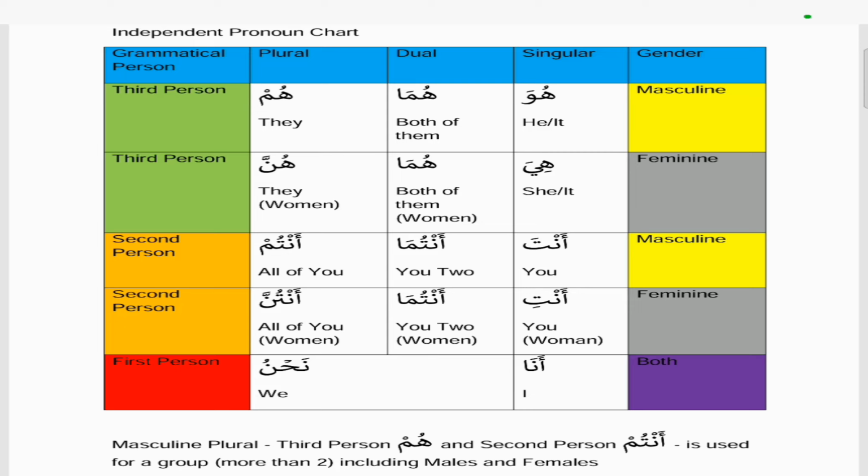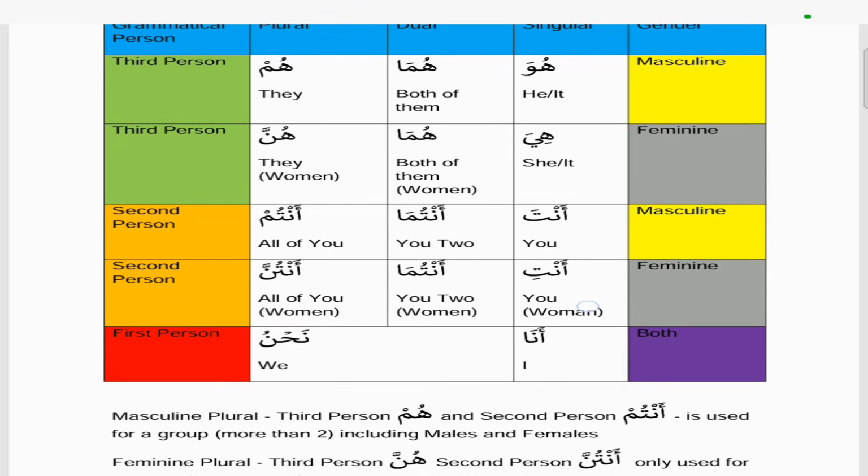And then if you move to the last thing, which is the first person, the singular, this applies to both masculine and feminine, it's the same thing. The first person singular is ana, which means I. And if you want to say we, it's nahnu.